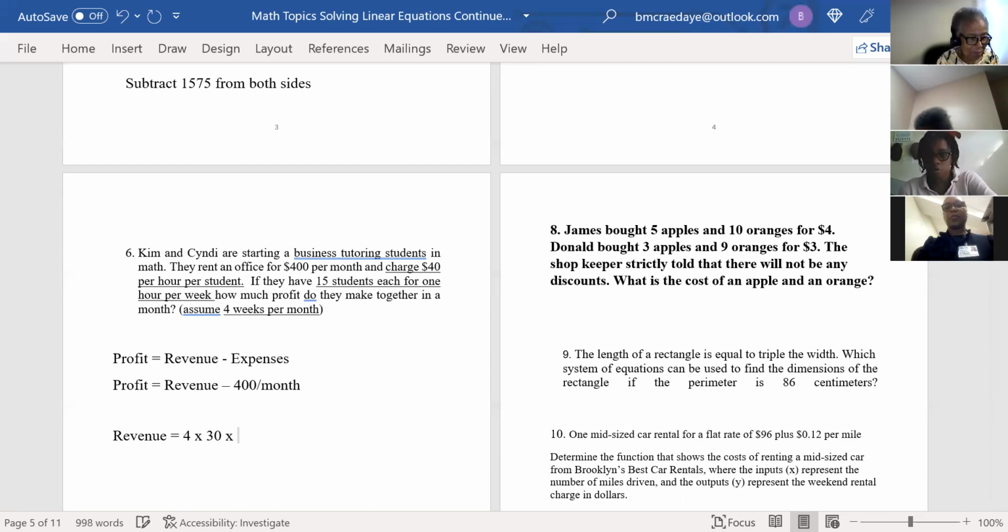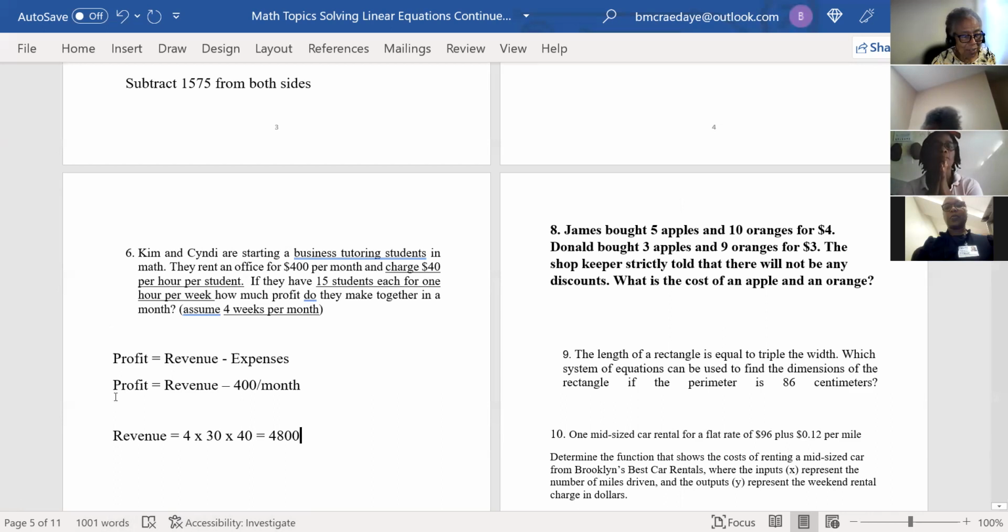And then multiplied by what? How much per student? By 40. So that's the revenue, $1,200. Times 4 weeks per month. Yes, times 4. So that's 4,800. Right. That's the revenue.